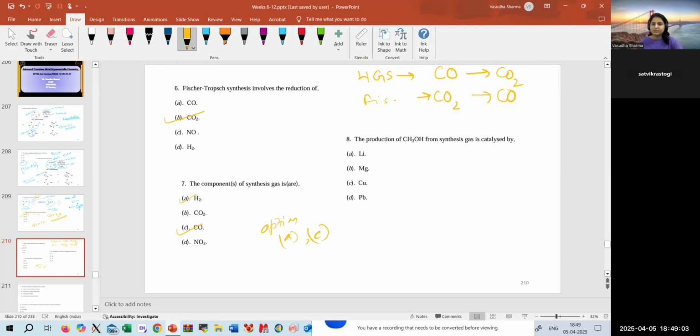Now, the production of CH3OH from synthesis gas is catalyzed by. So you need to see how you can get from CO and H2, the synthesis gas, to CH3OH, how this would work. And we have seen that Fischer-Tropsch synthesis actually works with an iron and copper system, and therefore the formation of methanol from the synthesis gas is catalyzed by copper. And in that case, if iron is also there, that can also work.